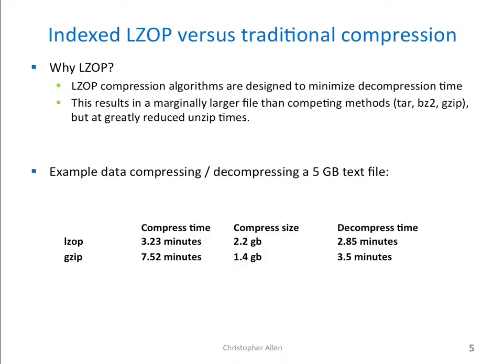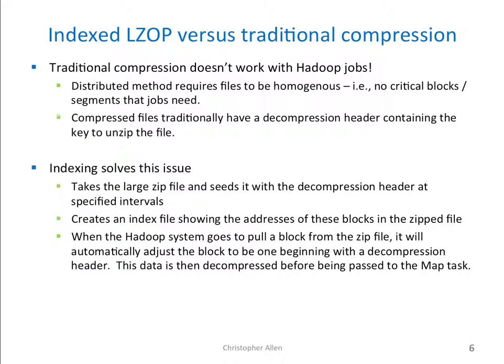And you can see here this example data compressing a 5 gigabyte file. LZOP produces a larger file, but it compresses it in much less time, and it decompresses it in significantly less time, which is ideal for our task. There are implementations of compression on Hadoop that use other compression algorithms, but LZOP seems to be the most widely adopted.